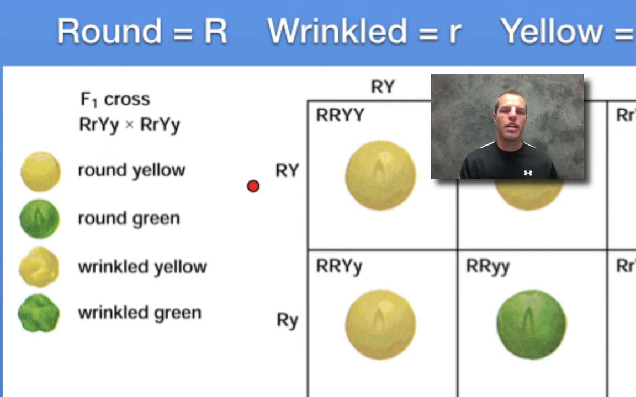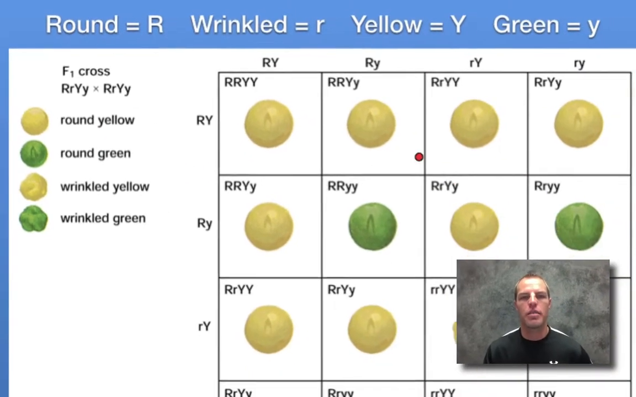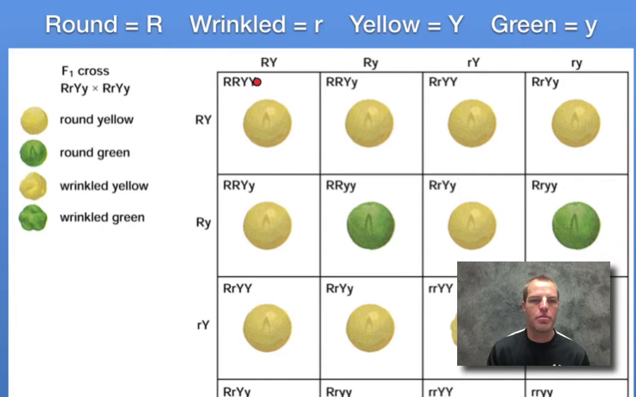To plug these possibilities across the top, we still do it the same. So this is parent number 1. We've got to put the possible alleles it could pass down to its offspring across the top of our Punnett square, just like we did before with our monohybrid cross. So how do I figure out what these possibilities are here at the top? Well, let's come back over here to the left.